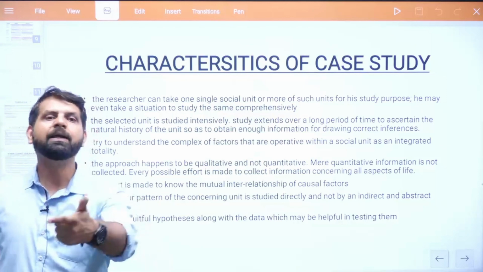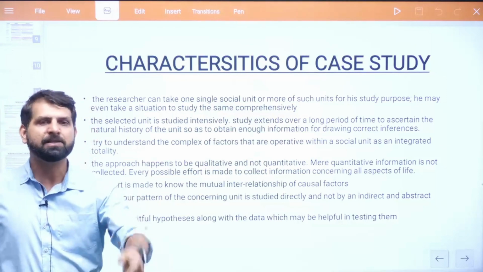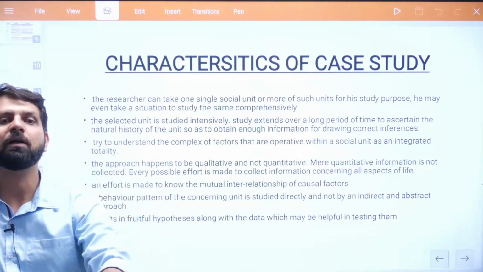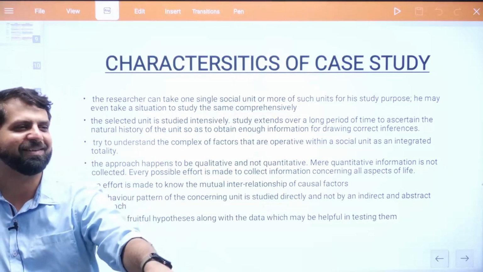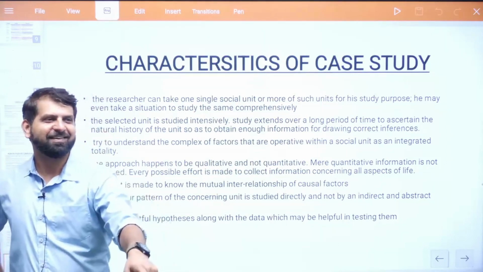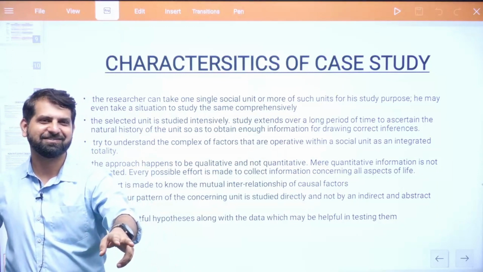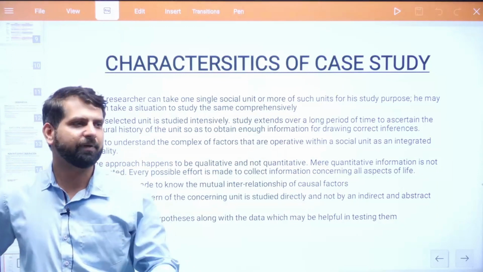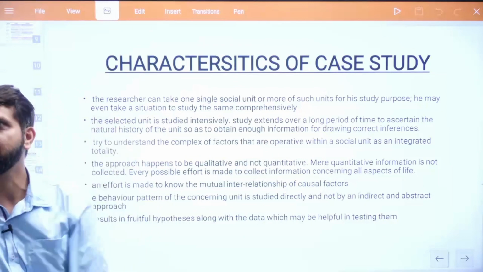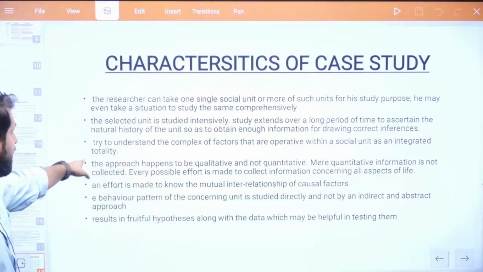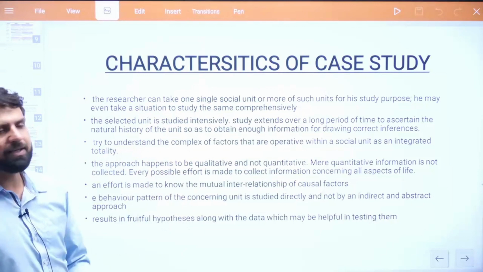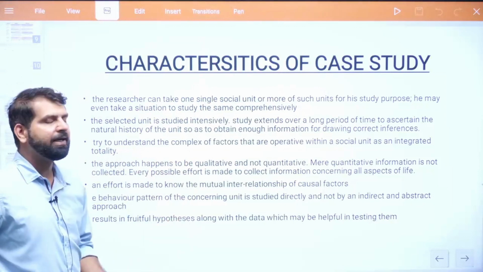Okay, synchronic and diachronic method. Synchronic means at present, or static. What does synchronic mean? Synchronic and diachronic. Synchronic means at a particular point of time. Diachronic means in continuity across two different times. Okay. Third is to understand the complex of factors that are operative within a social unit as an integrated totality.